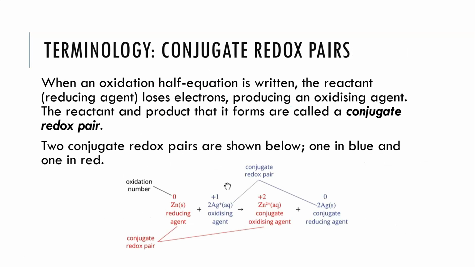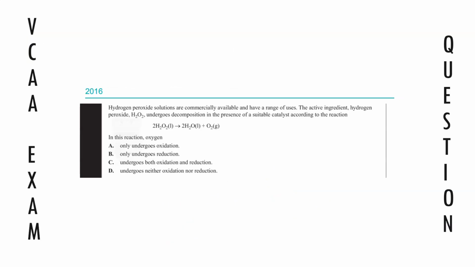When we look at these, we can match up the thing that is being oxidized and the thing that is being reduced. What we're doing is creating what we call a conjugate redox pair. So in this case, the zinc, which goes from 0 to Zn2+, is the one pair, and then Ag plus going from +1 to Ag solid is the other conjugate redox pair. And these are what we look for when we go to pull out the half equations for the reduction or the oxidation process. I want you to have a go at these VCAA questions.